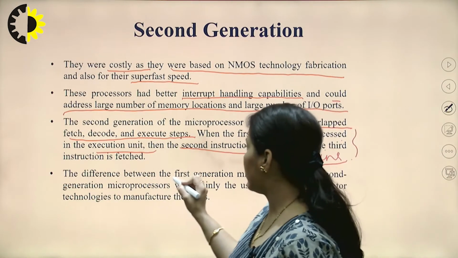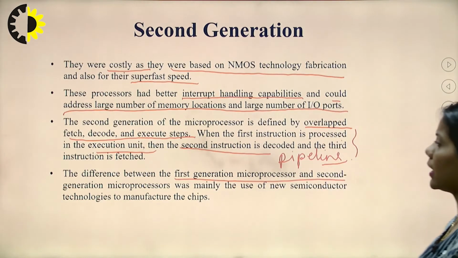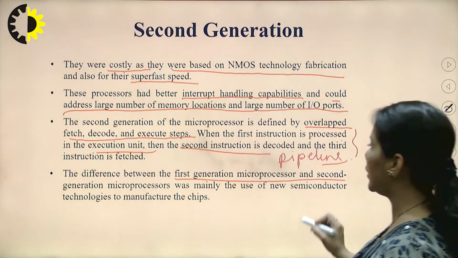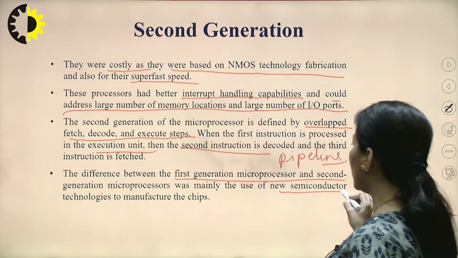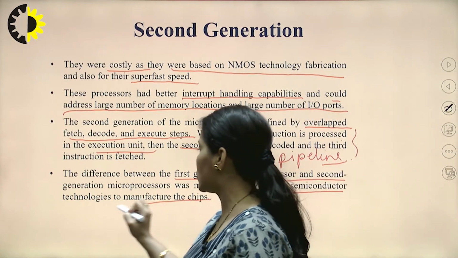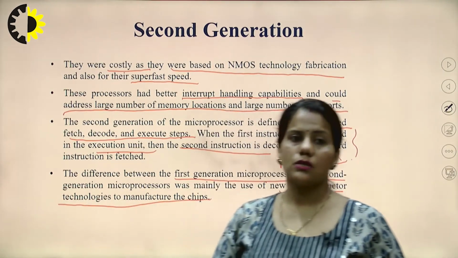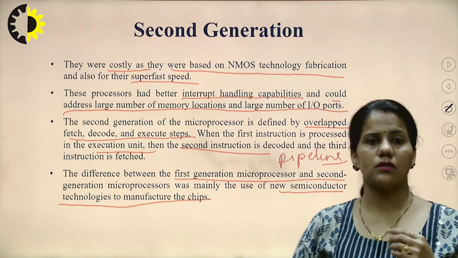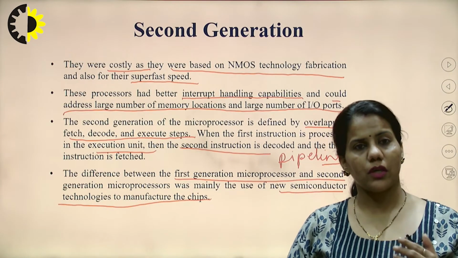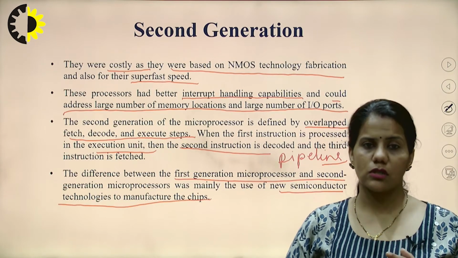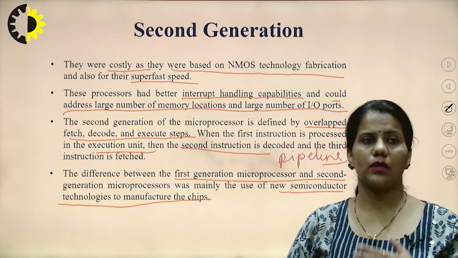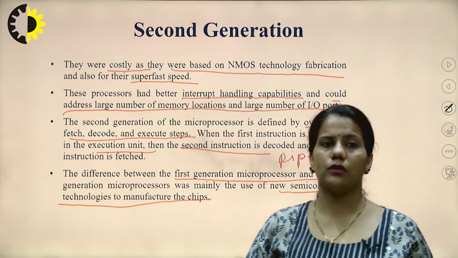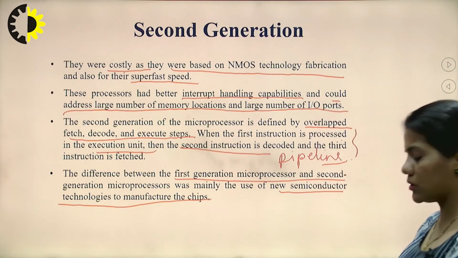The difference between the first generation microprocessors and the second generation is mainly due to the use of new semiconductor technologies to manufacture the chips. So, we have already seen that the previous generation was fabricated using PMOS technology, and this generation is fabricated, and the next generations are fabricated, using NMOS technologies and so on.